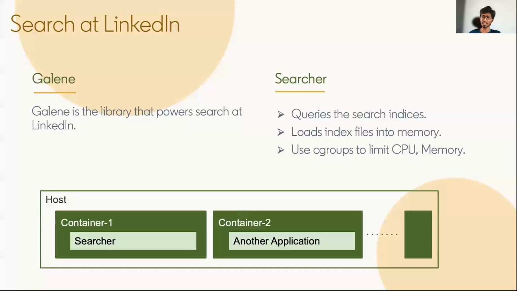Like most other applications in our organization, we use cgroups to limit CPU and memory. This helps us co-host multiple applications. This is how it looks from a host point of view. We have a host, we have multiple containers in a host, and each container will host a production application. In container one, we have the searcher. In container two, we might have another application or another instance of the searcher itself, and so on and so forth.